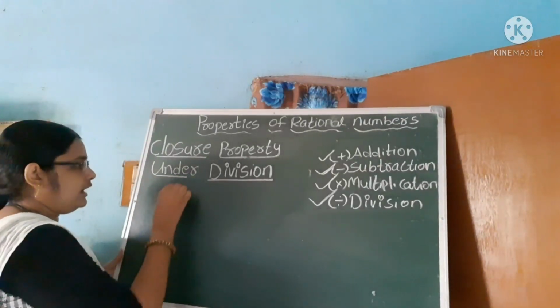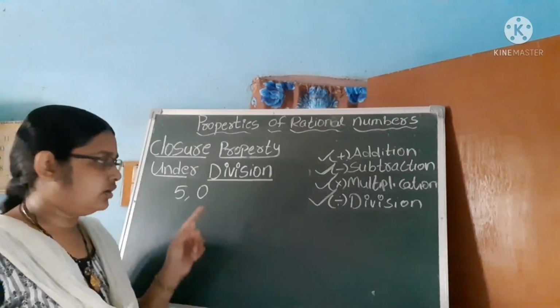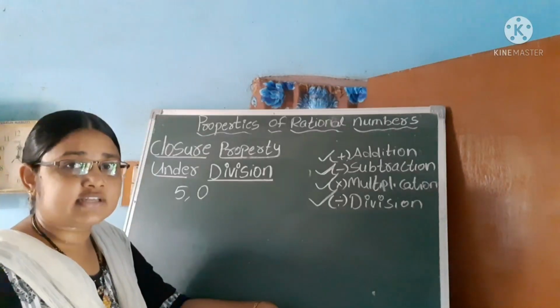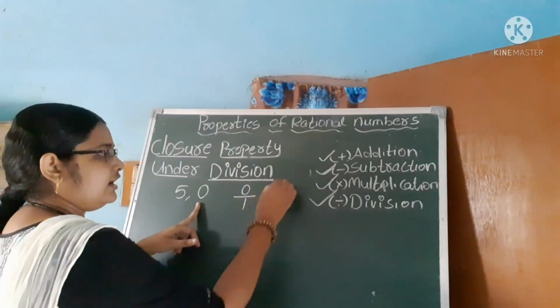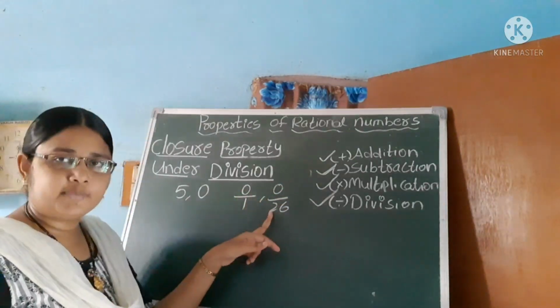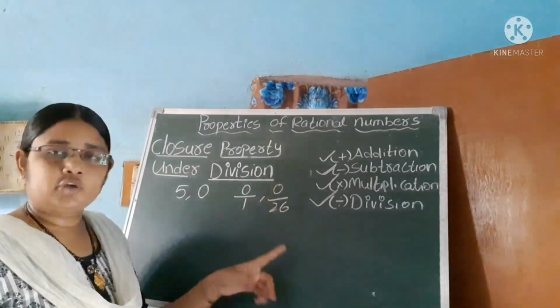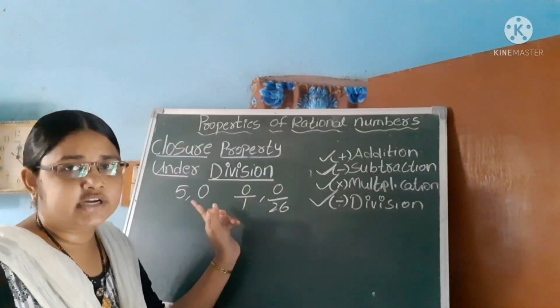So, 5 comma 0. Let us take 5 comma 0. Is 0 a rational number? Tell me. In the previous class we already discussed. So let us write 0 like this: 0 by 1, 0 by 26, anything. Here it is in the form of p by q, q not equal to 0, and p and q both are integers. So 0 is also a rational number.